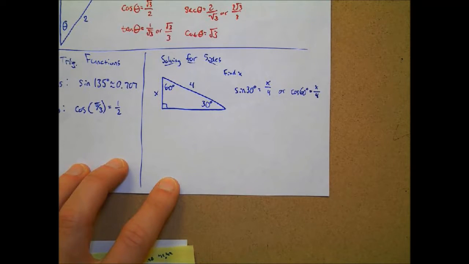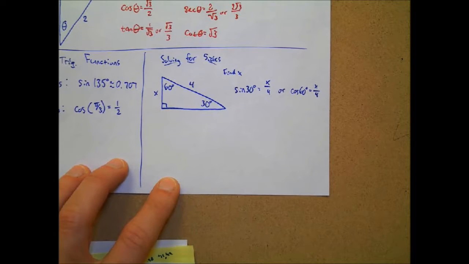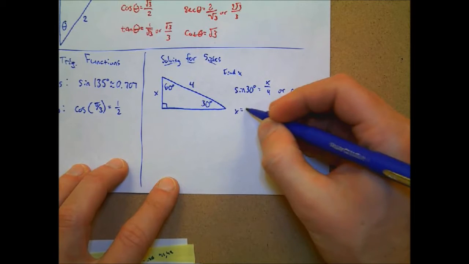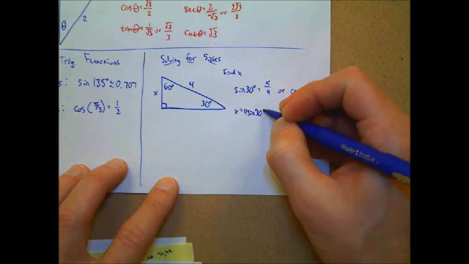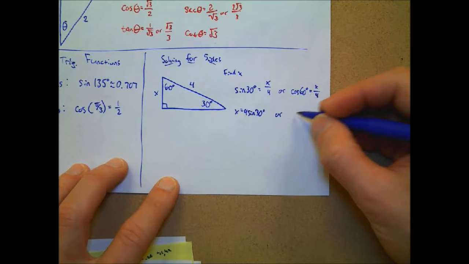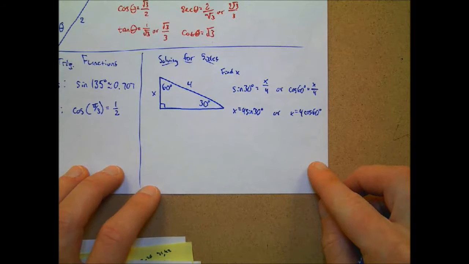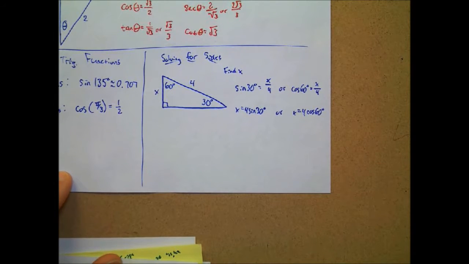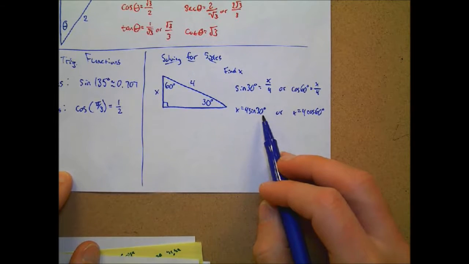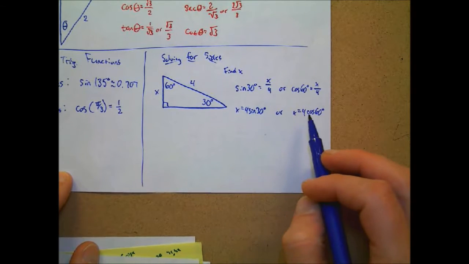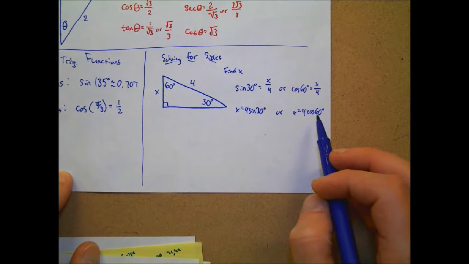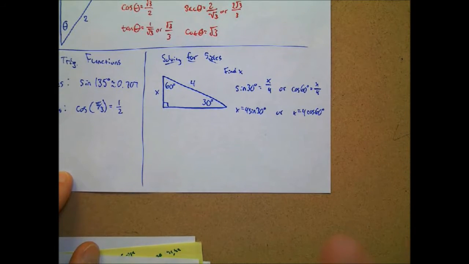In either case, to get the x by itself, what do we have to do to both sides? Multiply by 4. So in this case, we'll have x equals 4 times the sine of 30, or in this case, x equals 4 times the cosine of 60 degrees. This brings up a property that you may or may not remember from geometry, where the sine of one angle is exactly the same as the cosine of the complement of that angle. 30 and 60 both add up to 90. So the sine of one angle is always going to equal the cosine of the complement.